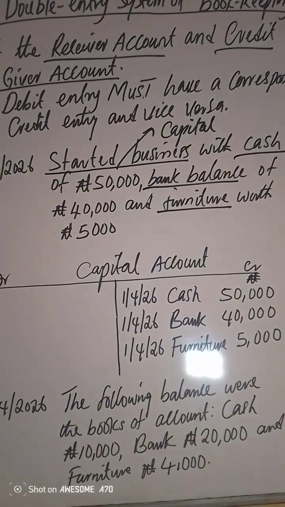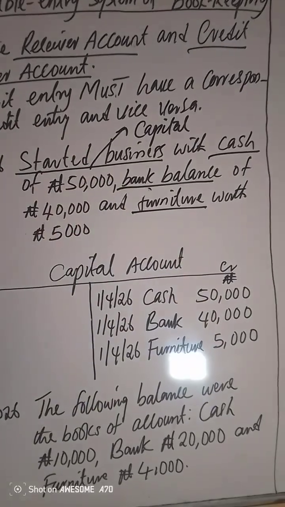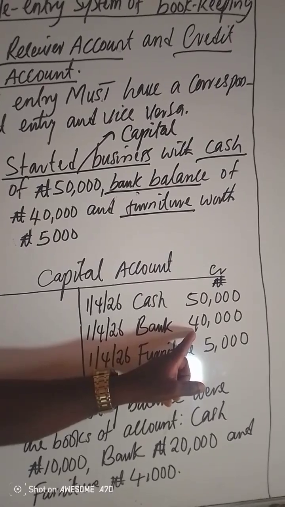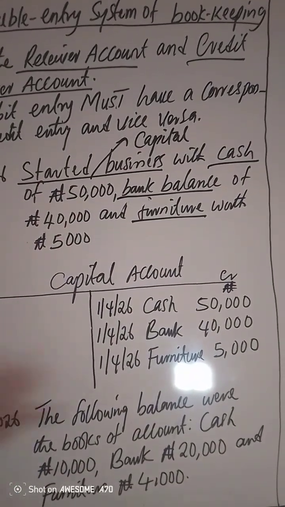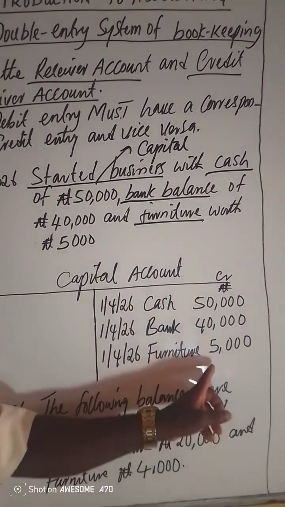The owner is giving capital in the form of cash into the business worth 50,000. The owner is also giving capital in the form of bank balance, 40,000, into the business. And the owner is also giving furniture. Furniture is physical, but the value of the furniture that was given to start the business is 5,000.